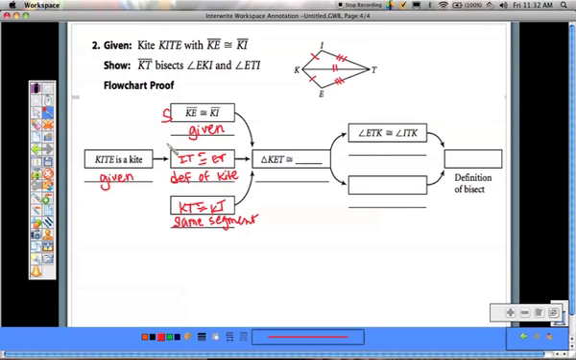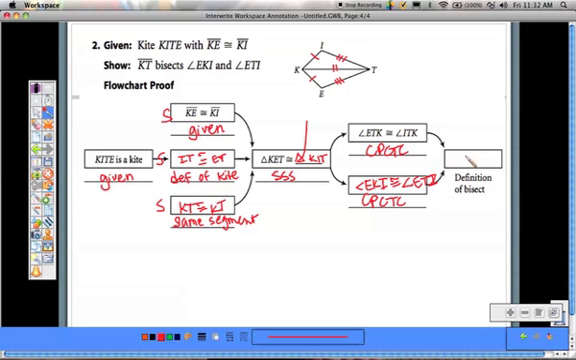So in our proof we have side, side, side. We can say triangle KET is congruent to triangle KIT by side, side, side. And for this one right here, the angles must be congruent by CPCTC. And if ETK is congruent to ITK, then also angle EKI is congruent to angle ETI by CPCTC. So those are equal.